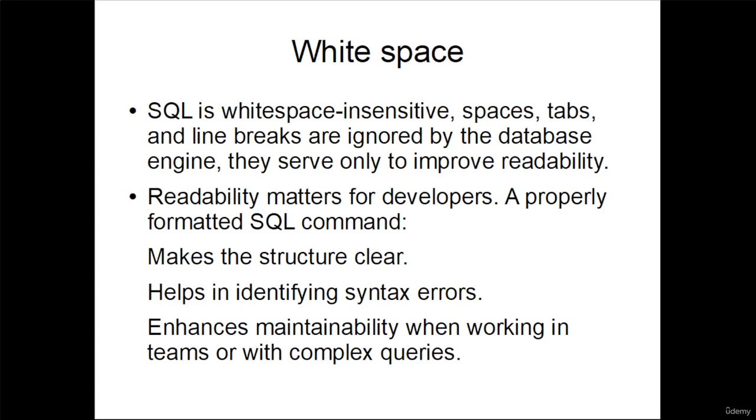Select name, age, enter. From names, enter. Join ages on names.id equals ages.id, enter. Where age greater than 30, enter. Order by age descending, enter. This makes it easier to understand the logic at a glance.